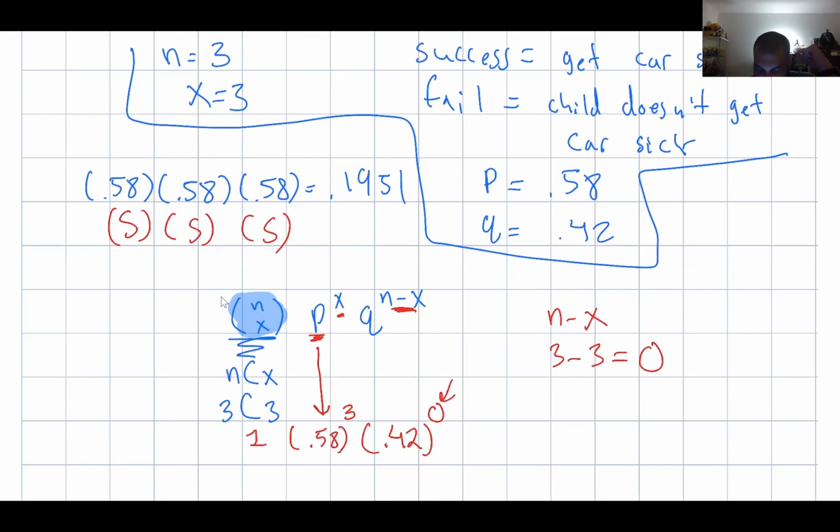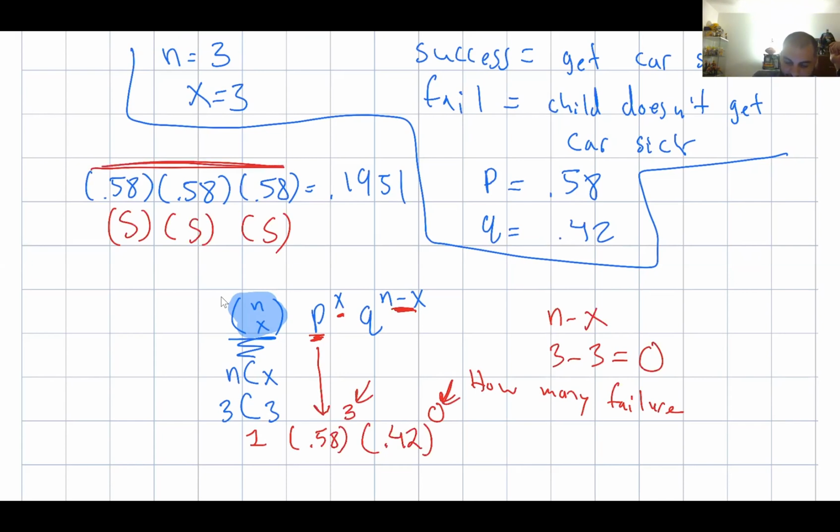So this is how many failures. This is telling me I want 3 successes and I want 0 failures. And that kind of makes sense because if you look at this, do I see any failure in those 3 numbers? No, they're all successes. So this one is telling me how many successes I want, and this is telling me how many failures I want.